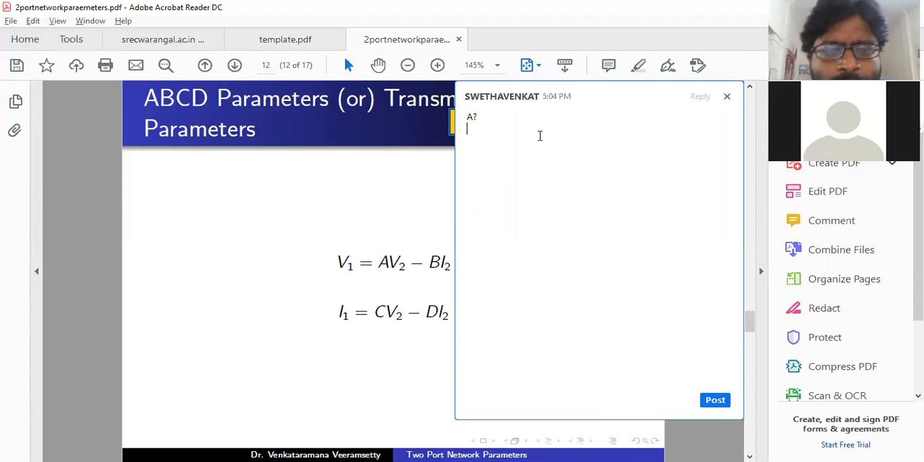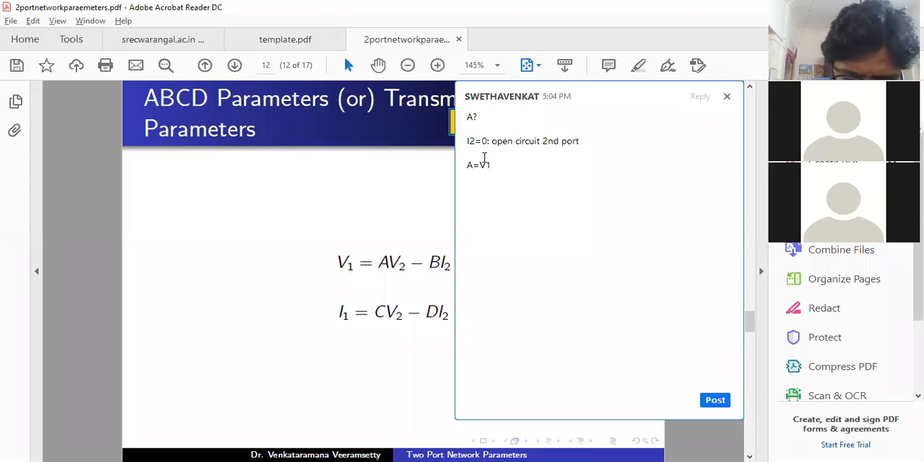Suppose we want to calculate the parameter A, then what you have to do? We have to make I2 equal to 0 in this equation. Making I2 equal to 0 means what? Open circuit the second port. So if you open the second port, then I2 equals 0. When I2 equals 0 in the first equation, we have V1 equal to A into V2. Then what is the value of A? The value of A equals V1 divided by V2.